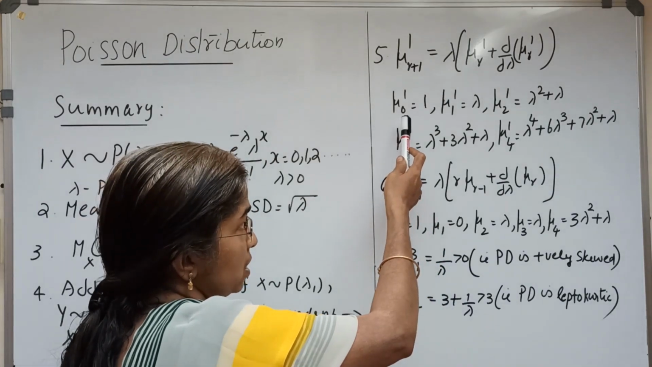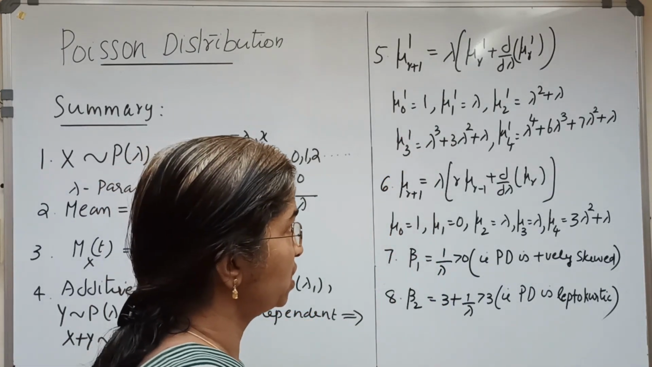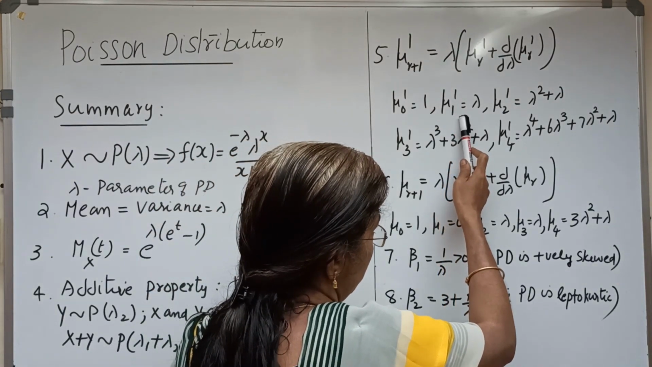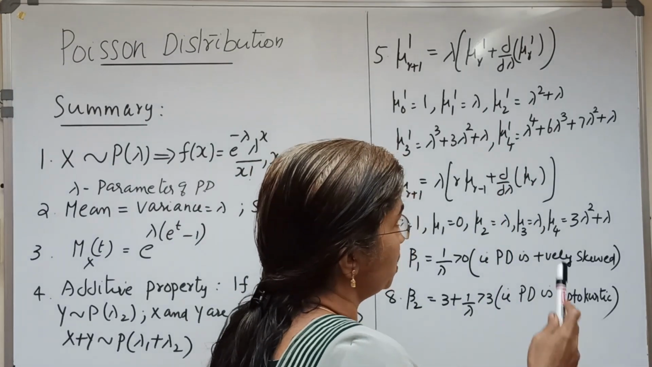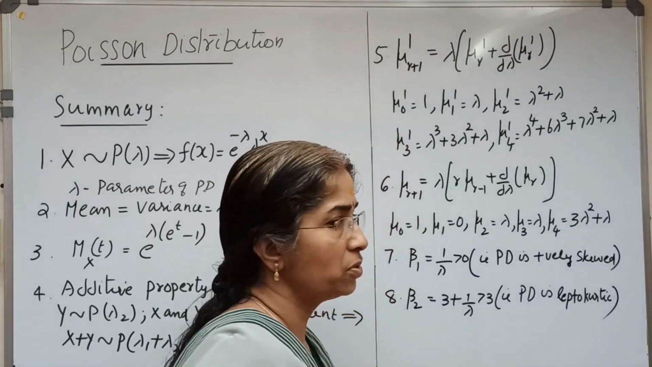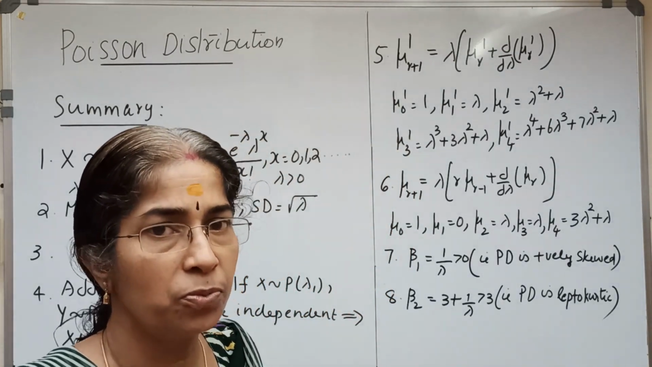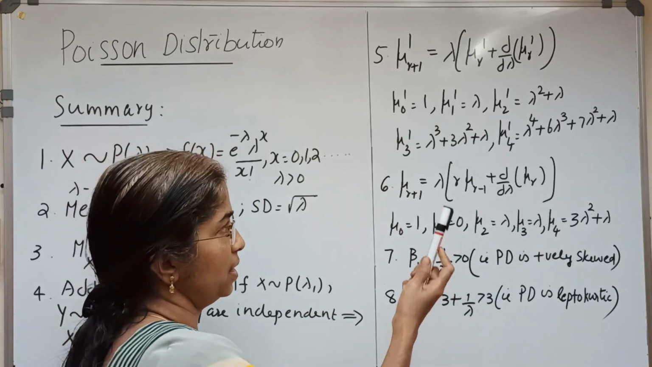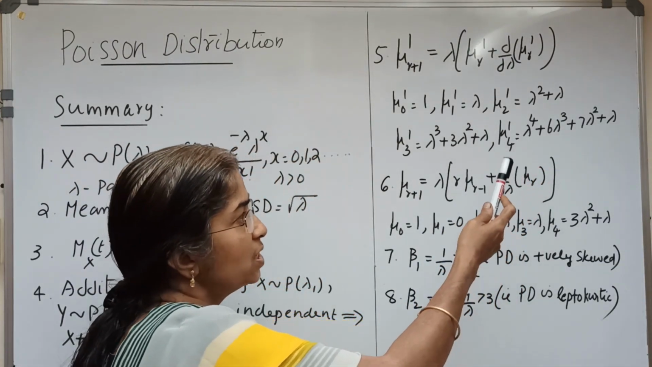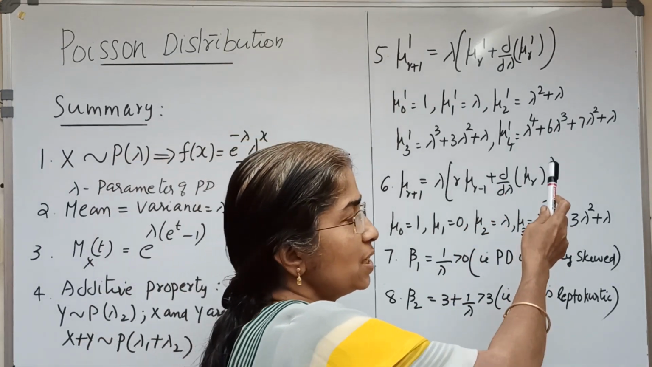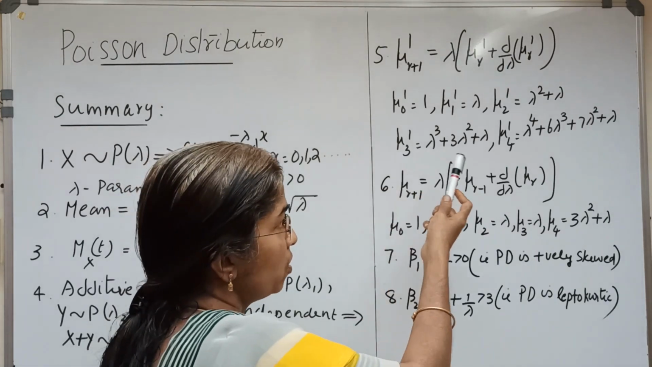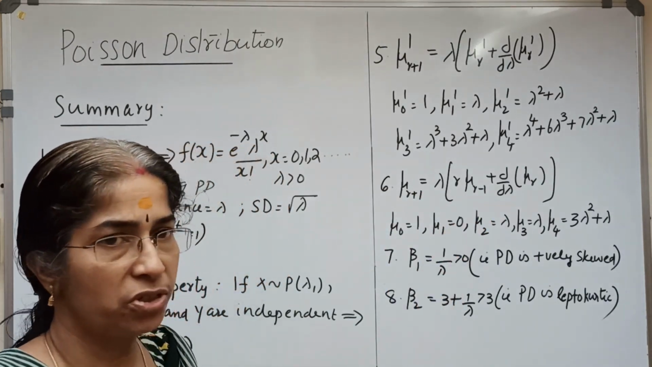Mu naught dash is 1, which is expectation of x raised to 0. Mu 1 dash equals lambda, which is the mean. Mu 2 dash, the second raw moment, equals lambda square plus lambda. Mu 3 dash equals lambda cube plus 3 lambda square plus lambda. Mu 4 dash equals lambda raised to 4 plus 6 lambda cube plus 7 lambda square plus lambda. These are the four raw moments of Poisson distribution.